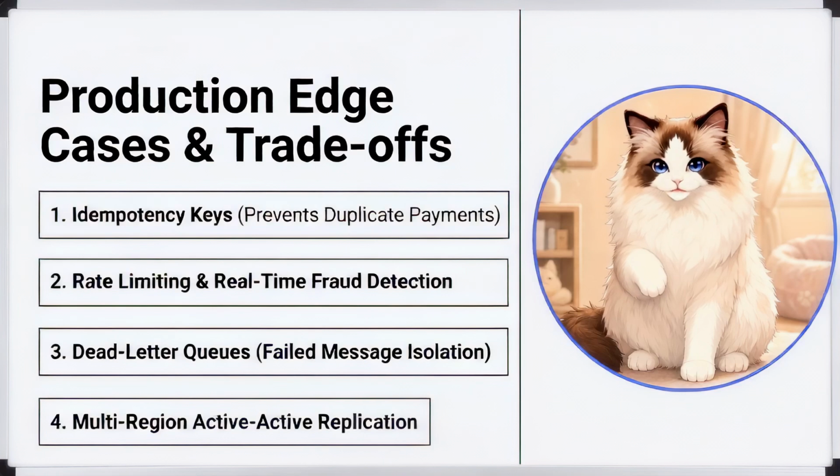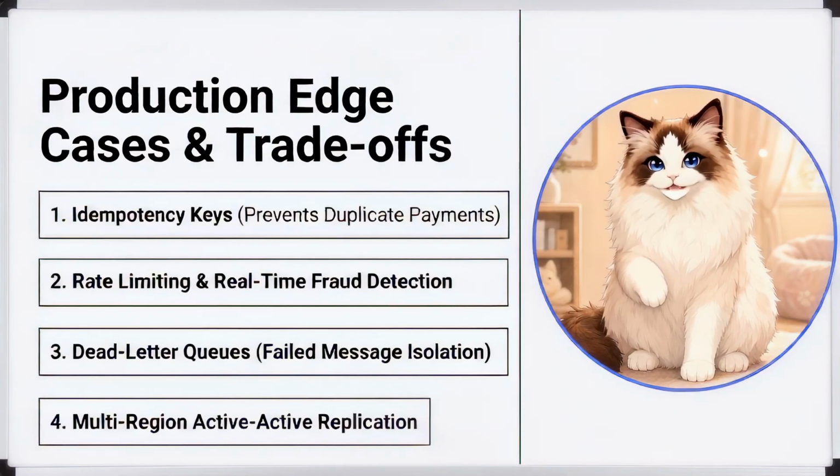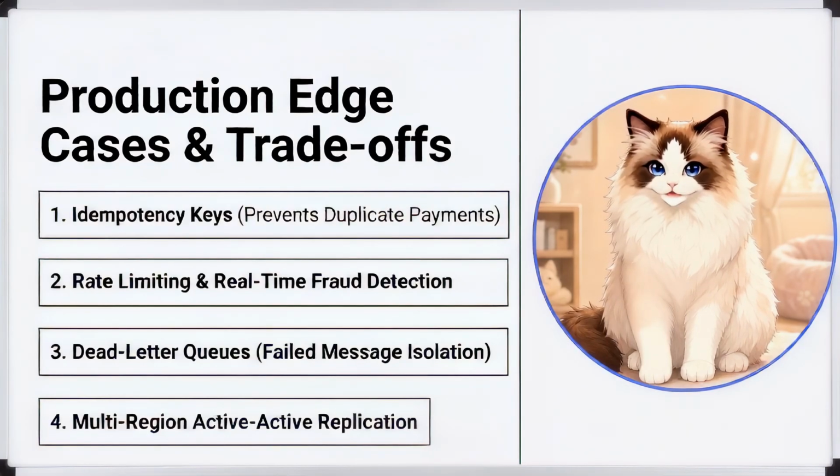Second, rate limiting and real-time fraud detection services to block suspicious transaction patterns. Third, dead letter queues to safely capture and isolate unprocessed events for asynchronous manual investigation. Finally, I would implement multi-region active-active database replication and comprehensive distributed tracing metrics.